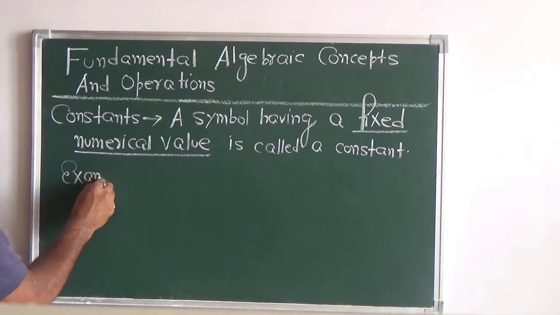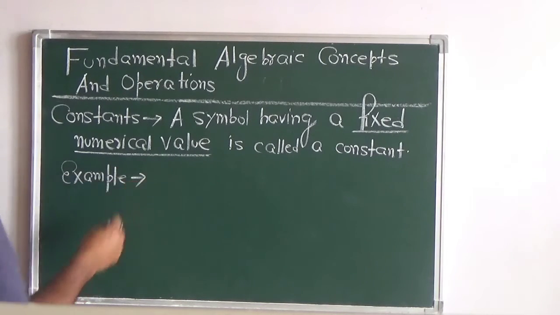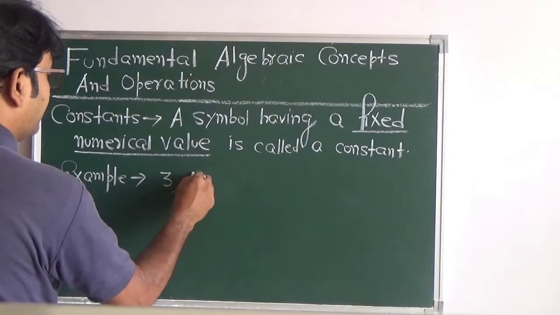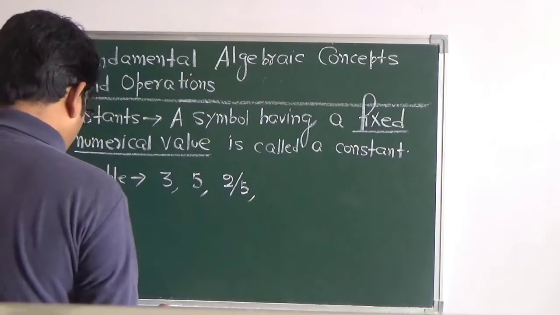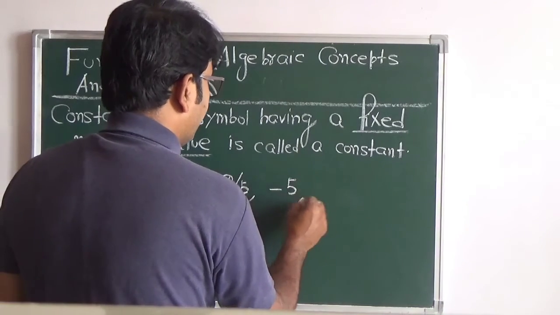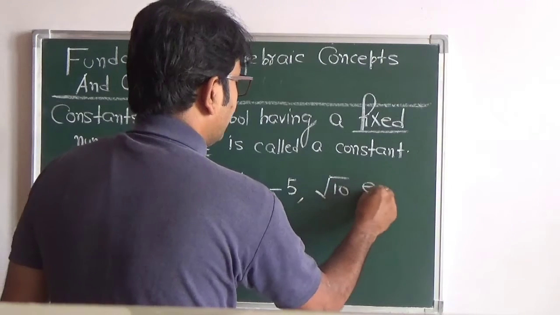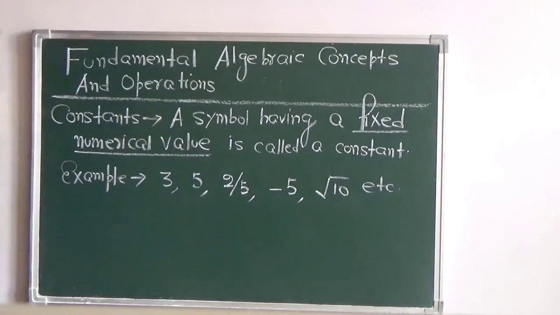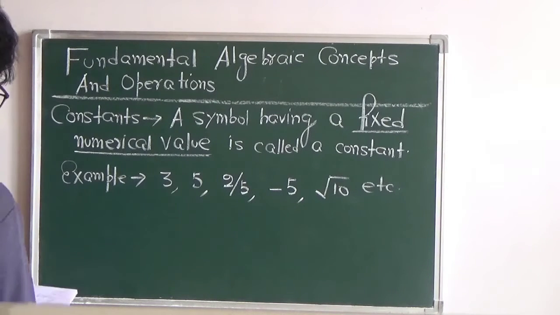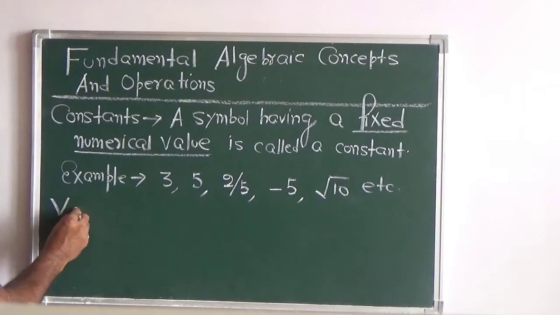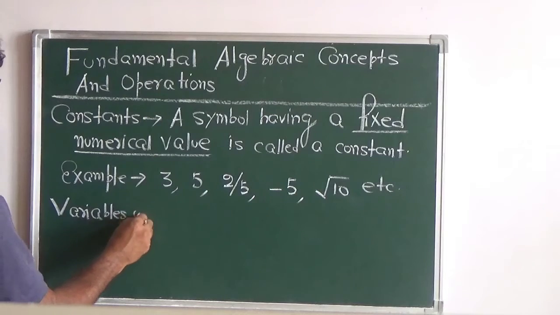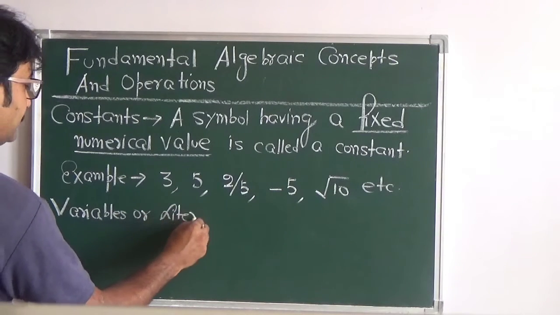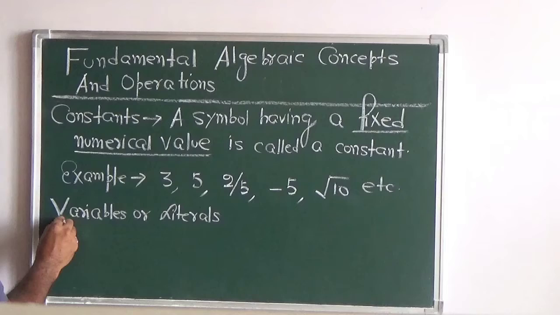Examples: any number, 3, 5, 2 by 5, minus 5, root over 10, etc. All such numbers are constants whose values remain fixed. Then we have got the next, variables, or we can say the literals. Variables or literals.